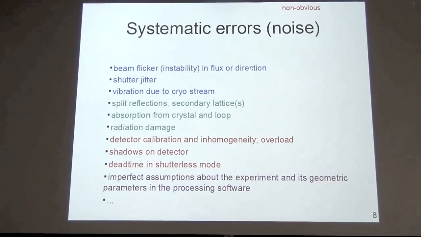It also changes its direction. Then there's the shutter jitter, so the shutter just doesn't open at the right time, it doesn't close at the right time. Finally, and we already almost discussed this, the vibration due to the cryostream. We shouldn't neglect this. This is really one of the biggest, or in many cases, a big source of systematic error, really decreasing the quality of our data.